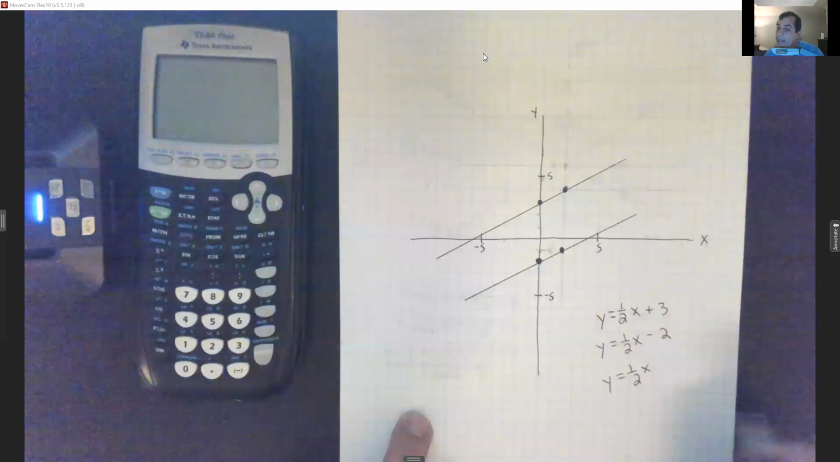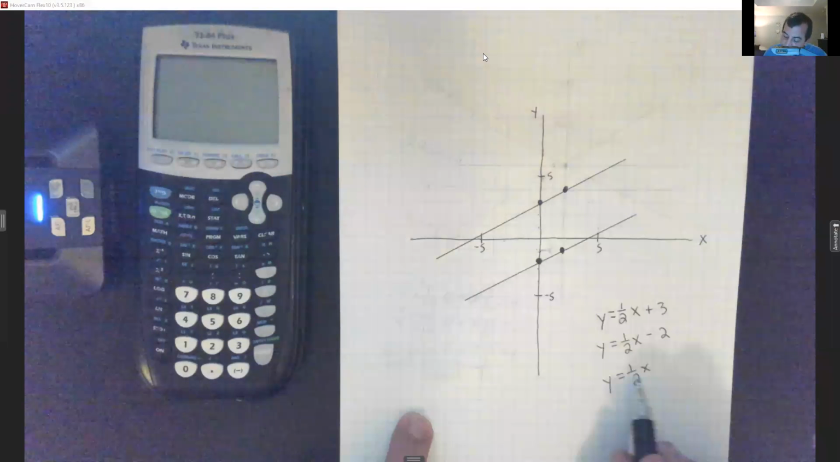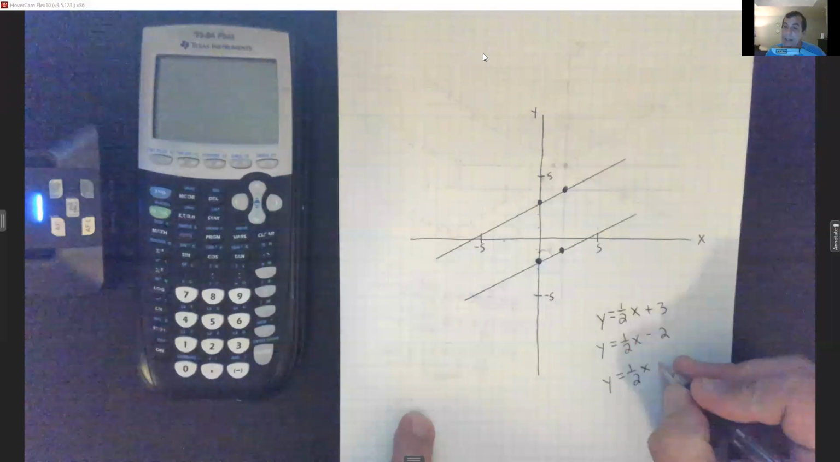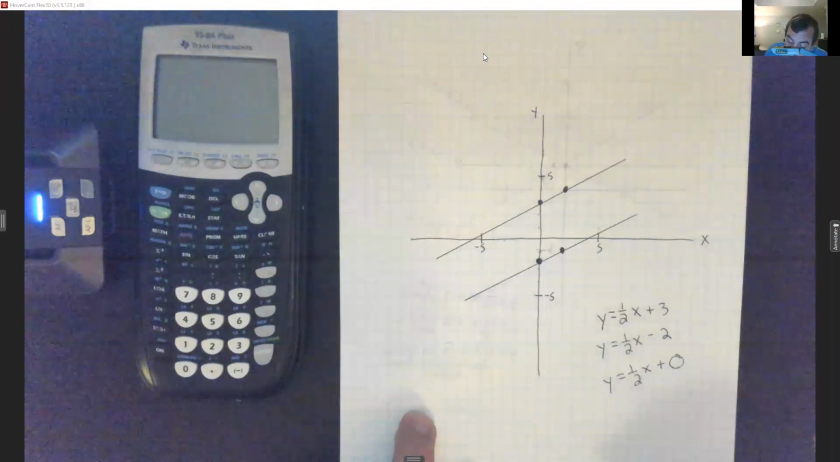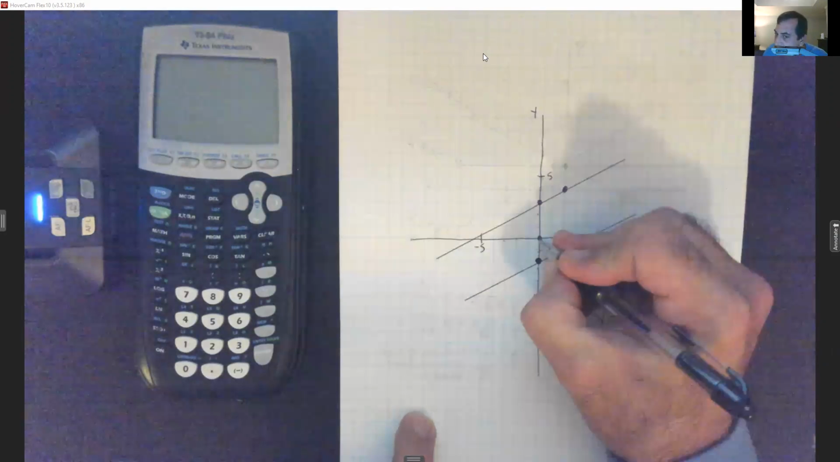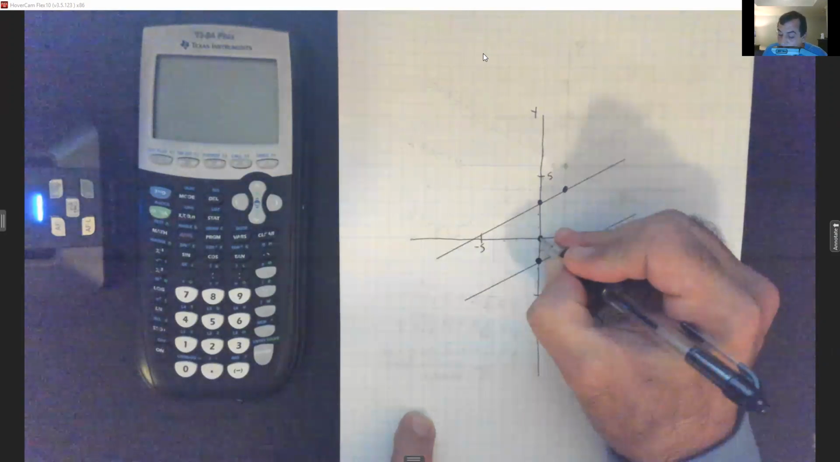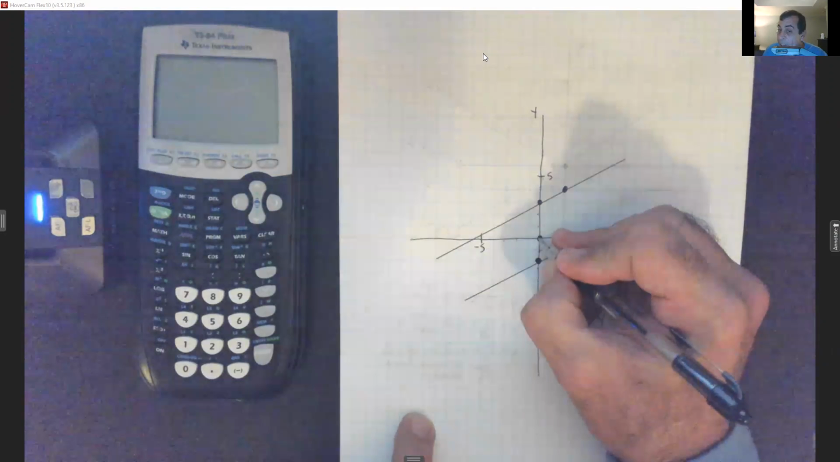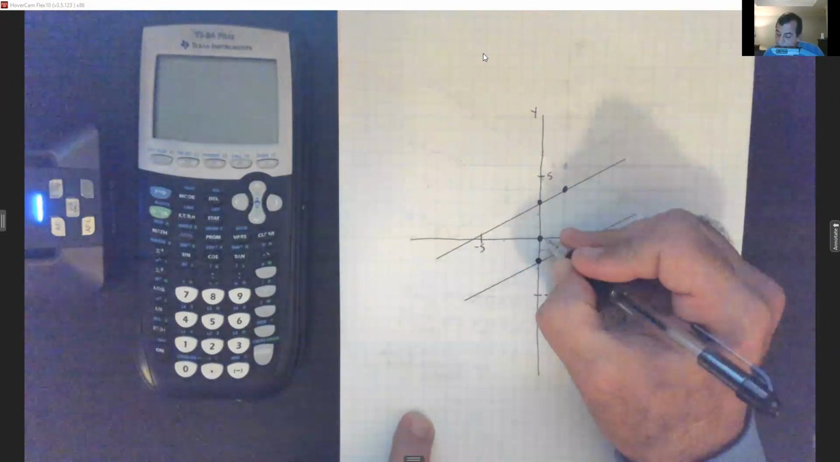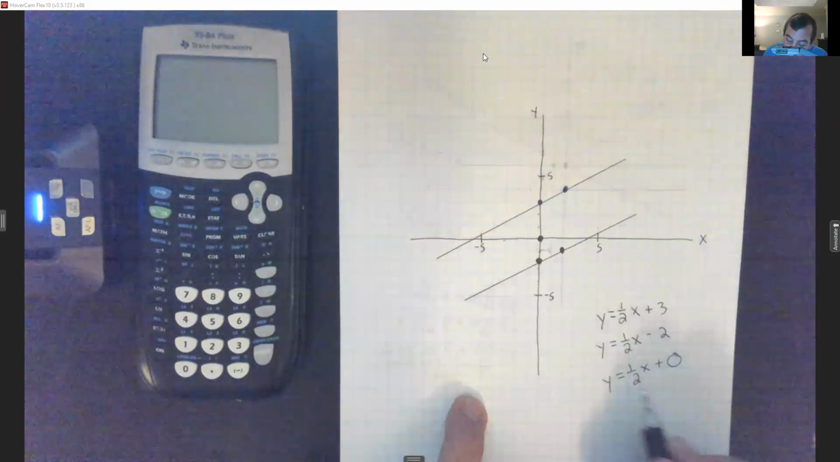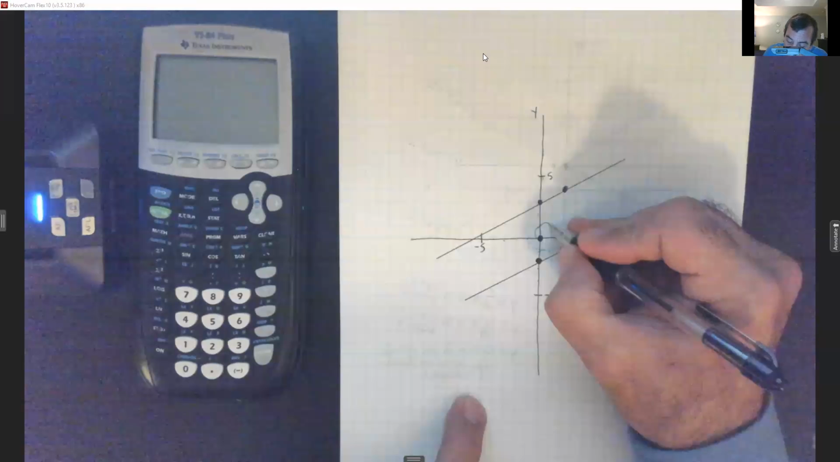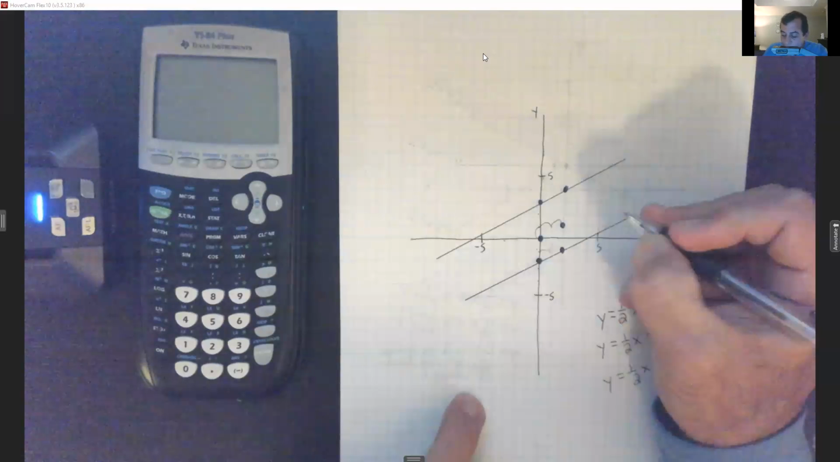And then finally, this is y equals 1/2 x. Remember, since there's not a number there, we treat it like a 0. So this one would start at the 0. And we also call this point in the middle the origin. Okay, 0, 0 is the origin. But from that 0, we're going to go up 1 and right 2. So that's going to put me right there.